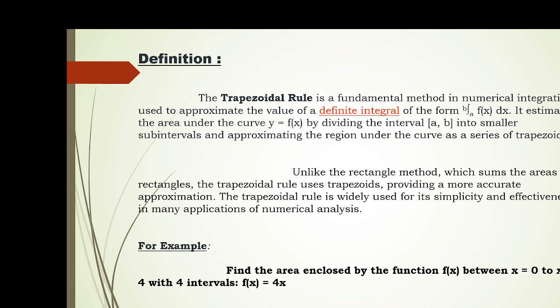Here it says that the trapezoidal rule is a definite integral solving method. In this method, we divide the area under the curve into small pieces of trapezoids, and then we sum all the areas of the trapezoids, and then we get the value of the integral, that means the area under the curve. For example, find the area enclosed by the function f of x between x equals 0 to x equals 4 with 4 intervals, where f of x is given as equal to 4x.